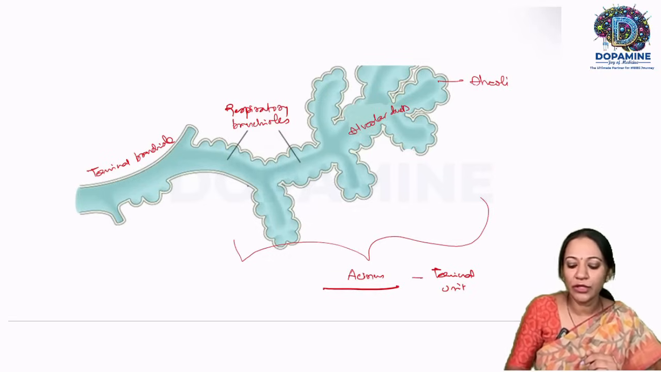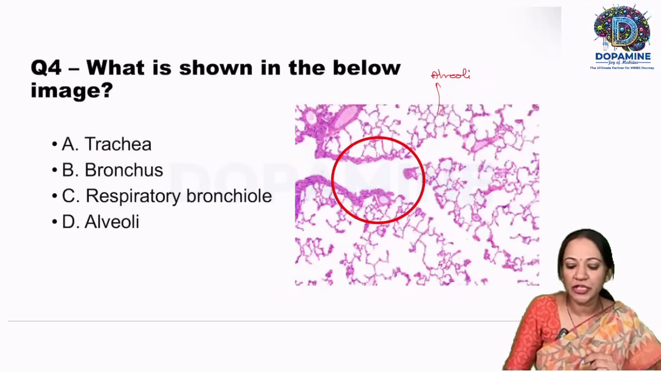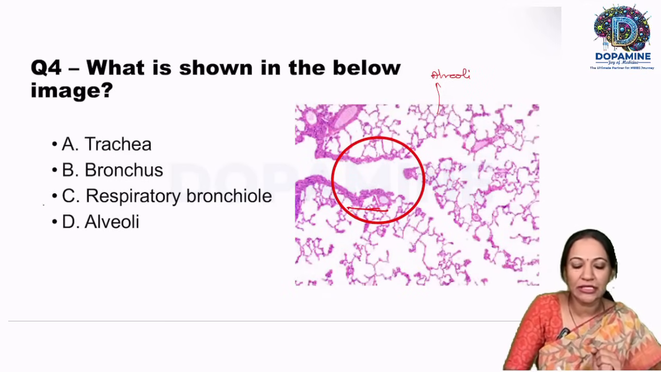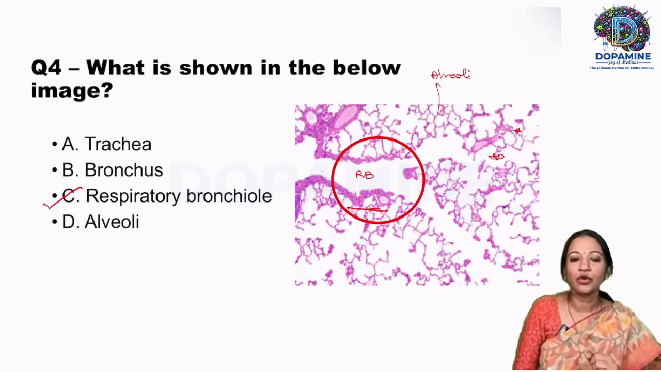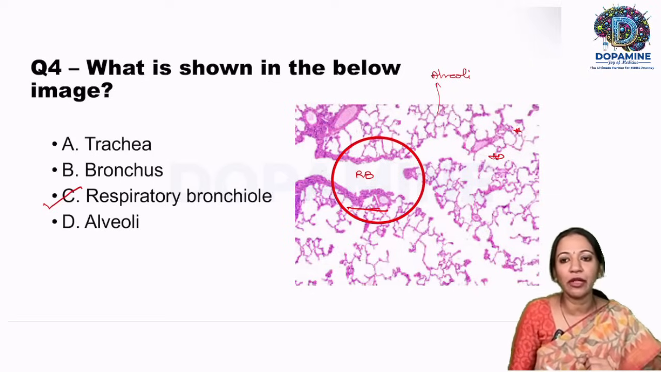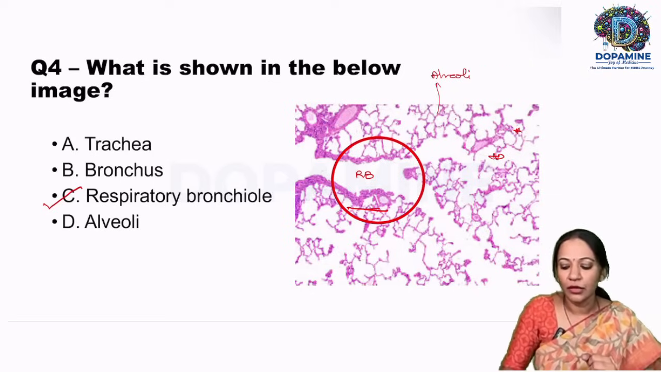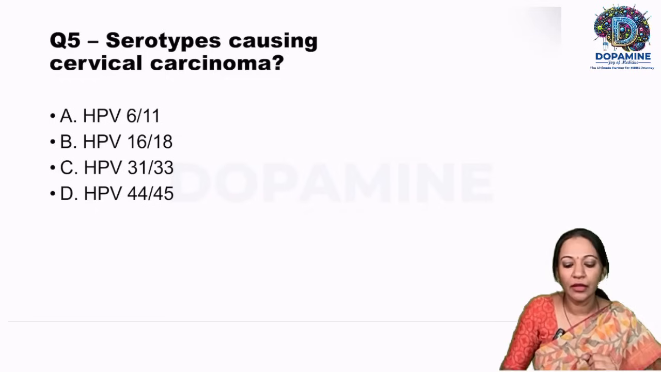Now let's look at the picture. What is shown in this picture? It is nothing but the respiratory bronchiole. These are all the alveolar ducts and the tiny sacs are the alveoli, which I have already marked. So what is the structure shown here? That is the respiratory bronchiole. We'll move on to the next question.